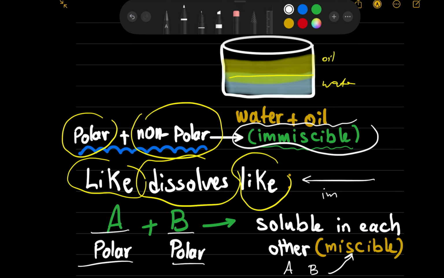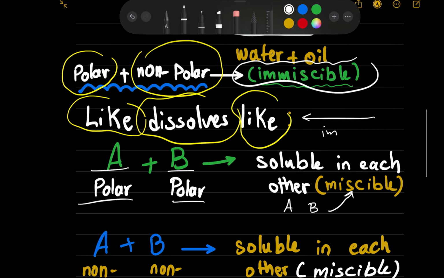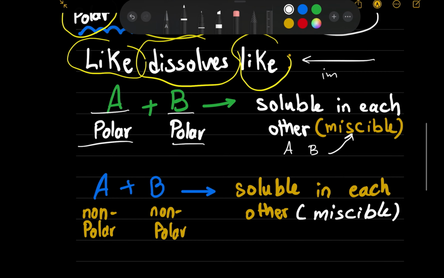And the same thing is repeated once you have A and B, both non-polar, and at that point they dissolve in each other. And by the way, if you want to make this experiment at home, you can bring, let's say, olive oil and corn oil and mix them together. Since they're different from each other, but at the same time they are both non-polar, they dissolve in each other.